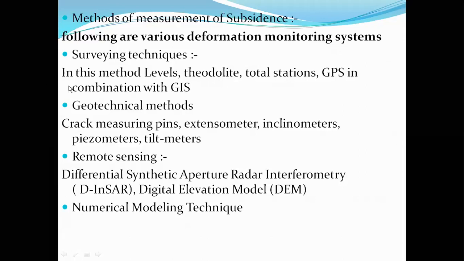In this method the levels, theodolites, total station, and GPS in combination with GIS can be used to monitor the amount of subsidence on the surface. This is one of the effective methods. Nowadays, using total station, GPS and GIS is enough to carry out the surveying over the complete mined out area and to measure the amount of subsidence on the surface.